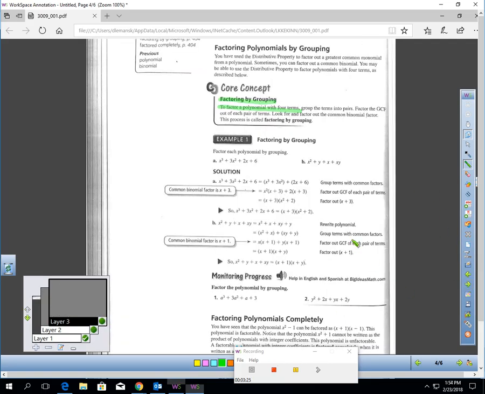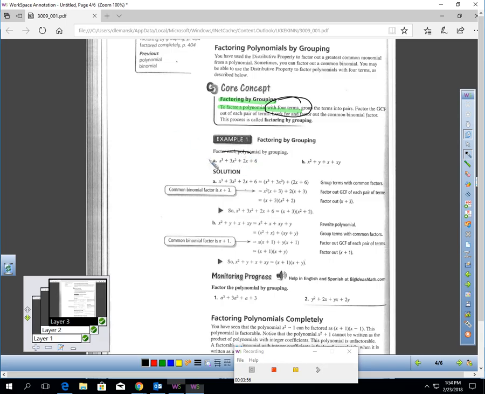Now we can go back to the prior page. What does it mean to factor by grouping? To factor a polynomial with 4 terms, you group the terms into pairs. You factor out the greatest common factor out of each pair and look for and factor out the greatest binomial factor. This is called factoring by grouping. So reading that, you're probably like, I don't have a clue what you just said. So let's actually look at factoring by grouping with an example.